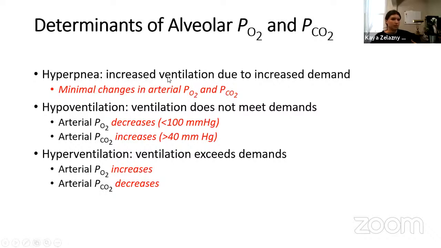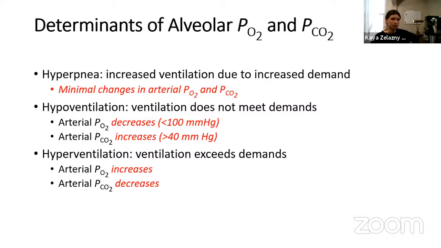The reason being that all that extra air that you're breathing in is getting used up by the tissue. This differs from our second two terms, which are actual problems. So hypoventilation and hyperventilation means we're getting the wrong amount of these gases.